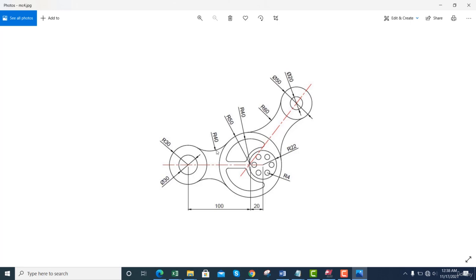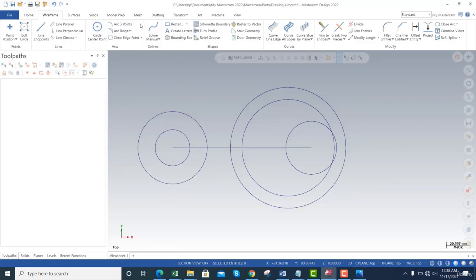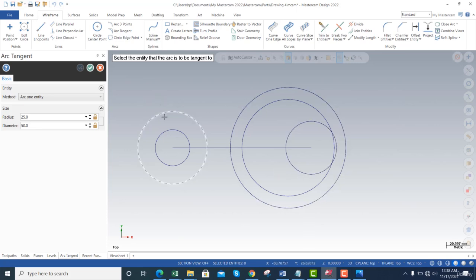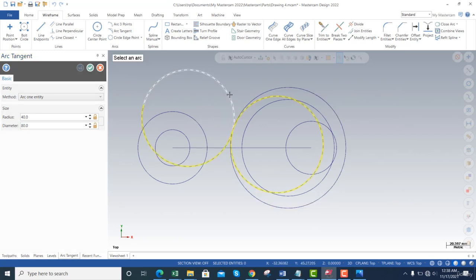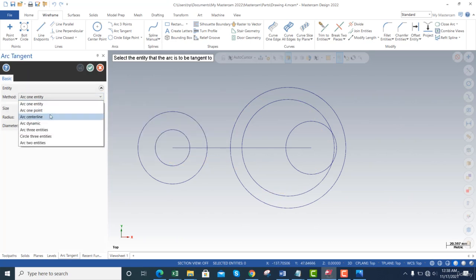now we have an arc of radius 40. For this I will use a circle edge point. We can also use tangent arc. So we have radius 40. First and this second, so I want to keep this one. No, I don't want to keep any one of them. So let's make it arc center line.